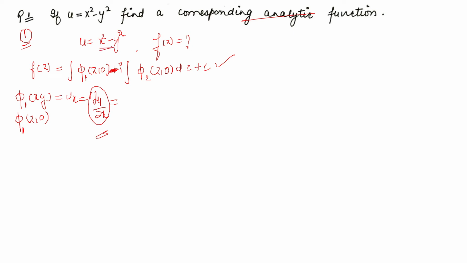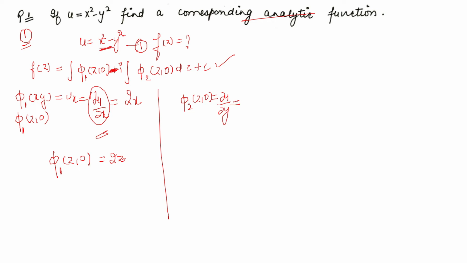So we want to solve del u upon del x. U is x square minus y square. What is del u upon del x? Differentiating the first term with respect to x, we get del u upon del x equal to 2x. So phi 1 of z, 0 will become 2z, because y is not there, so I put x as z. Similarly, phi 2 of z, 0 is equal to del u upon del y. Differentiating with respect to y, we get minus 2y.